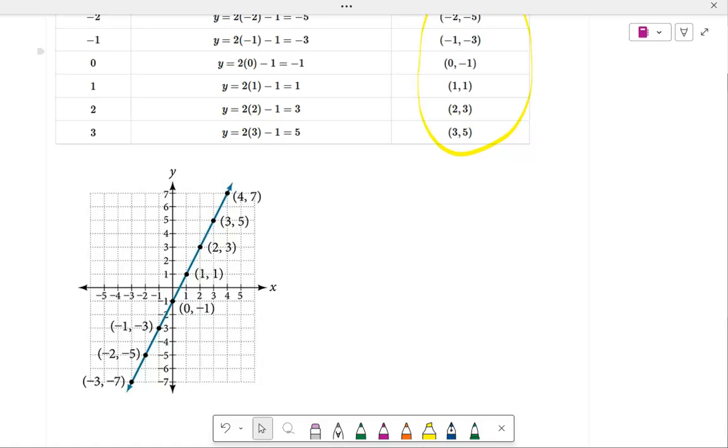Now, while this is a useful method to figure out what a graph looks like, it's not very efficient. It can be really time consuming, and as we start to look at functions that are more complicated, this method might not be very useful.